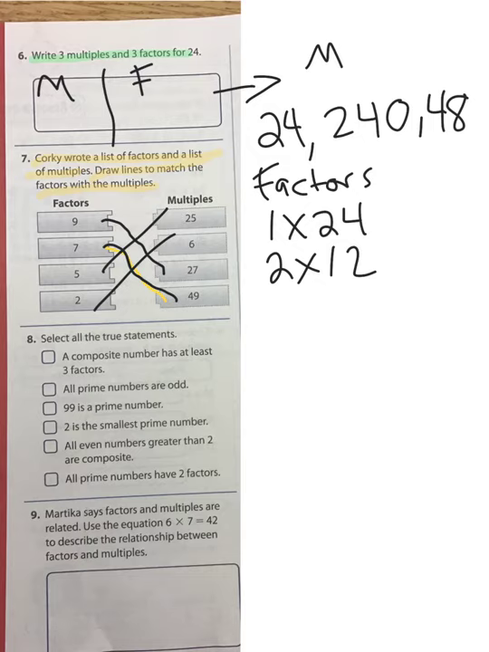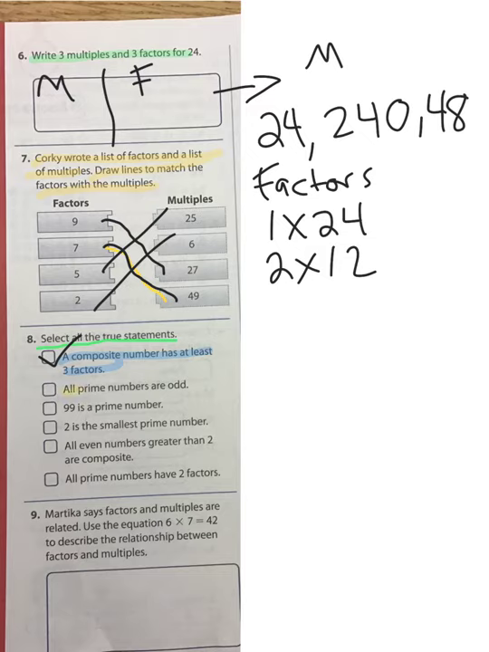All right, number 8, and this one is on your test. They all are, but this one is one that a lot of kids get wrong on the test, because if you don't answer them all correctly, the whole answer is wrong. So we need to select all the statements that are true. So let's read them. First of all, we have a composite number has at least 3 factors. Yes, that is definitely true. A composite number has more than 2 factors. All right, let's read the next one.